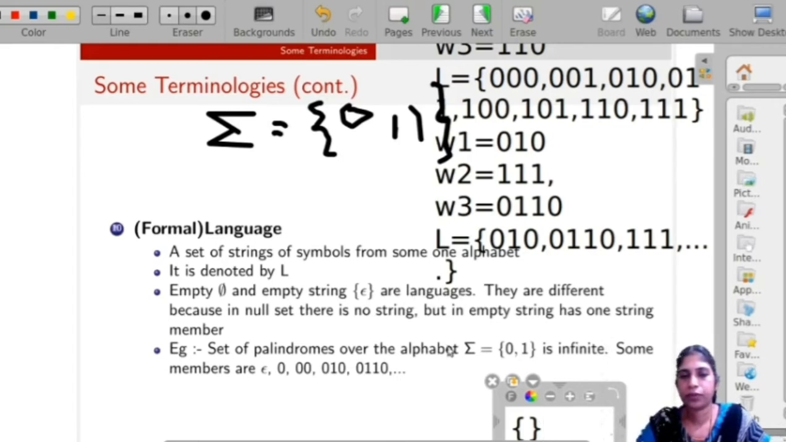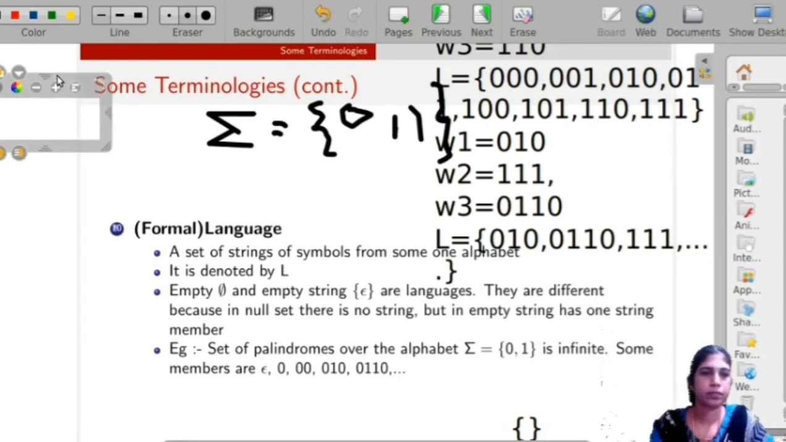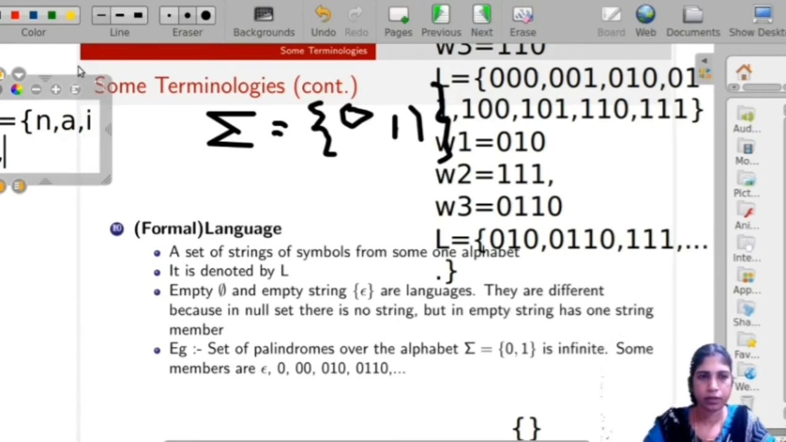Okay, clear? What do you mean by language? In English we have the alphabet A to Z. We can construct many words using the alphabet A to Z. Sigma is equal to the set {N, A, I, S, D}.